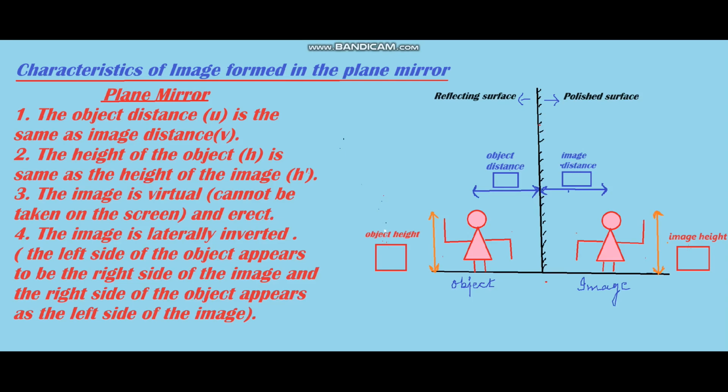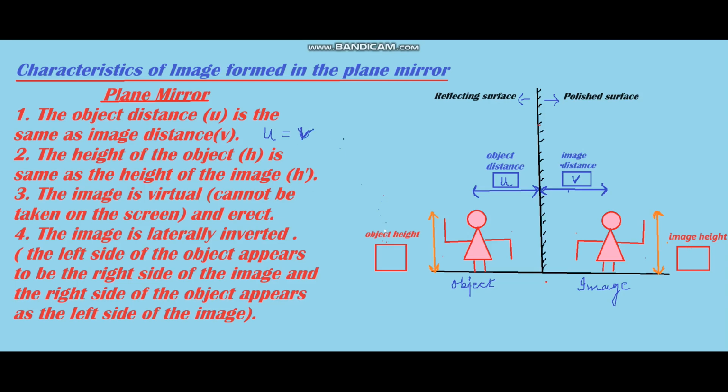Now, let us understand few terms related to the image. The distance of object from the mirror is called the object distance and it is denoted by the letter U. In the same way, the distance of the image from the mirror is called image distance and it is denoted by the letter V. Now for plane mirrors, always remember that the object distance U is always equal to the image distance V.